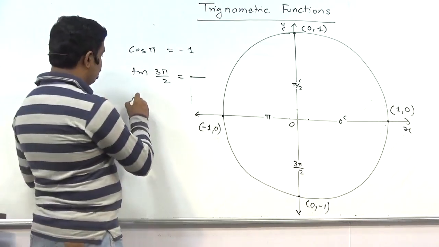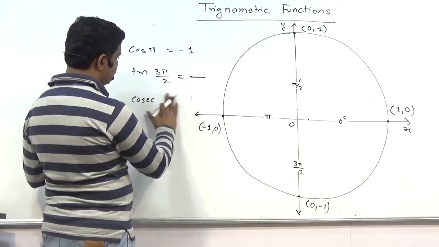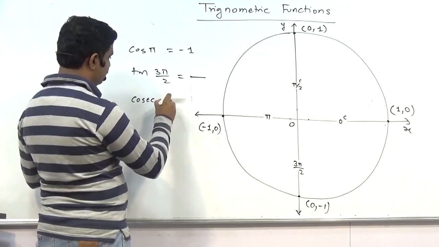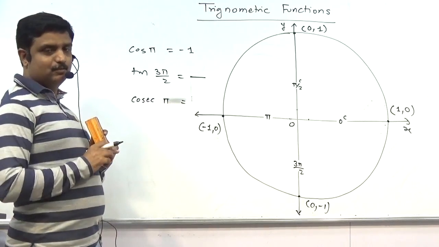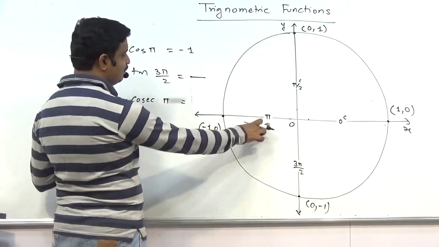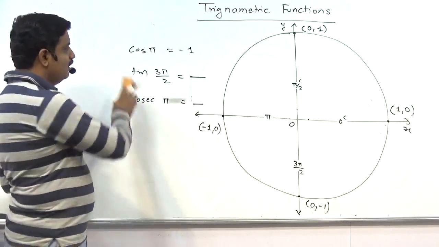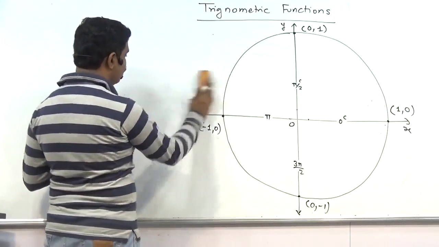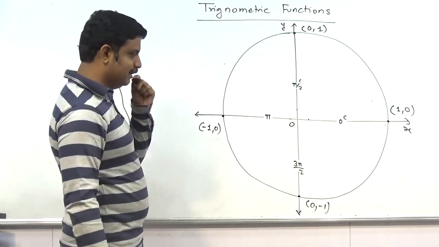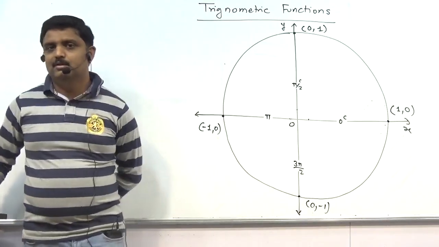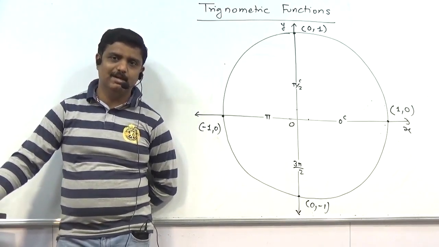If I ask you what is cosec pi? It is 1 by sine, so 1 by y. This is pi. 1 by y coordinate, again not defined. So in this manner you can write the trigonometric functions of these four angles which are multiples of pi by 2: 0, pi by 2, pi, 3 pi by 2.